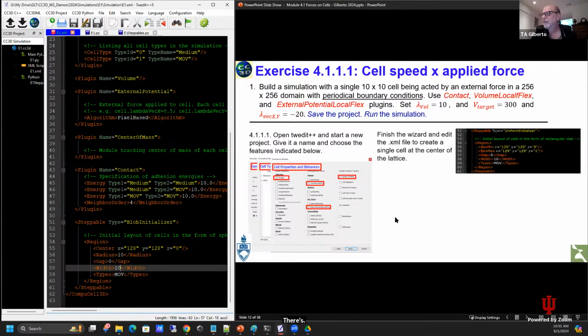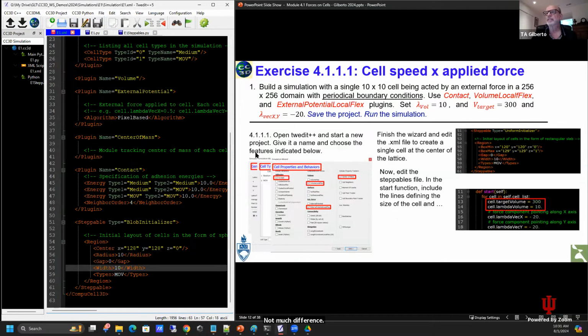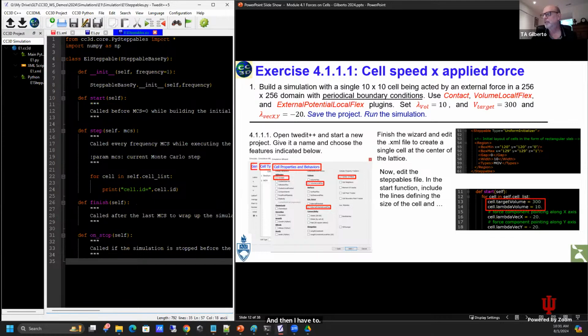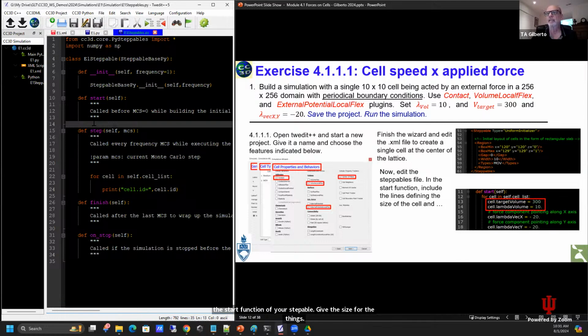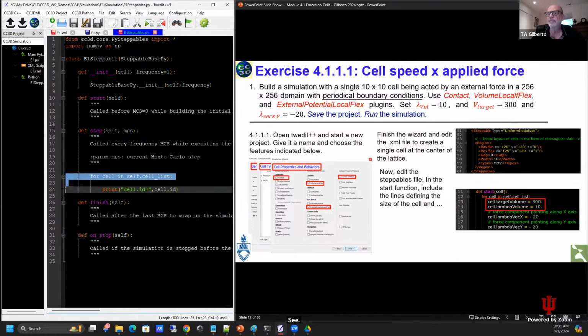And then we have to, in the start function of your steppable, give the size for the things. See? Again, I will copy this over here.